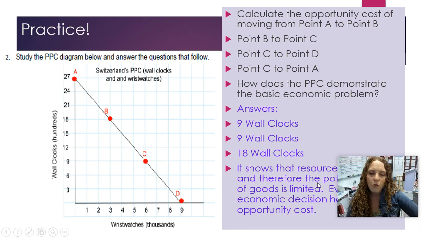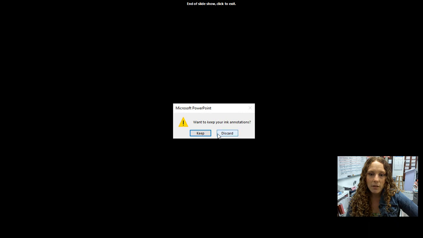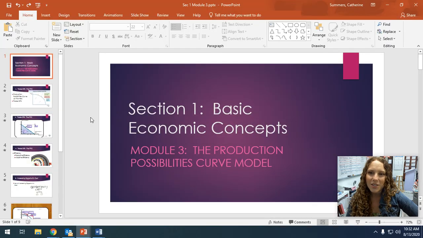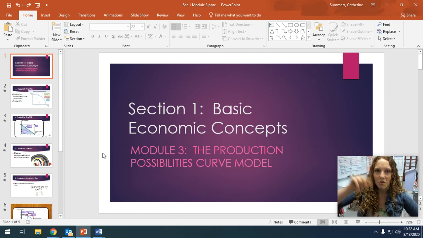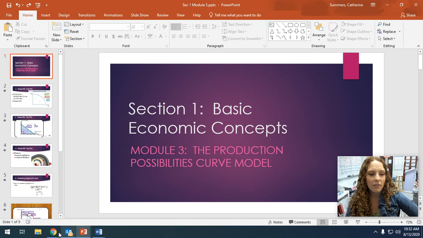So hopefully you'll get a chance to do some more practice with the PPC. Again, this is the first fundamental and basic graph that you'll learn, and it's very important to make sure you understand how to read those, how to draw them. We'll do some practice later with actually drawing your own, but it's pretty much as simple as drawing a bowed outline or a linear kind of graph.